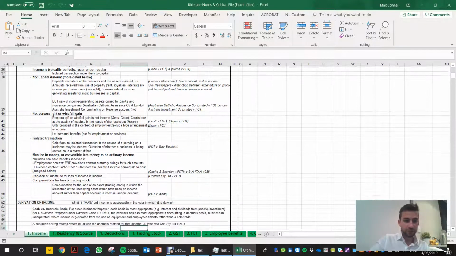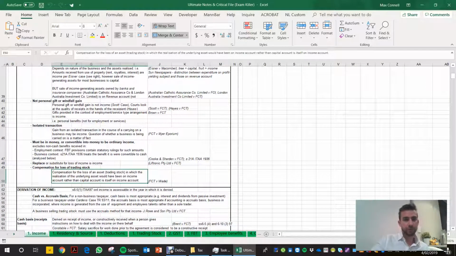So compensation for loss of trading stock. I know this can be a little bit boring and hard to start off with. This first chapter is a little bit all over the place. They're just very random examples, but you will get questions on them later on. So it is good to just go through them one by one. So compensation for loss of trading stock.